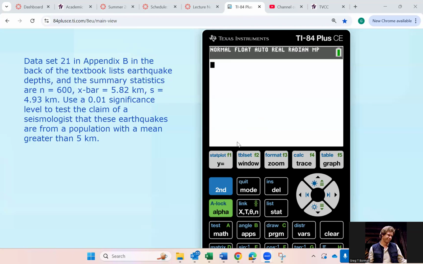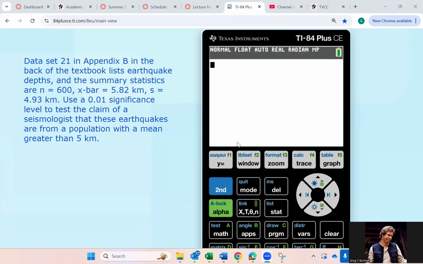Data set 21 in Appendix B in the back of the textbook lists earthquake depths, and the summary statistics are for a sample of 600 earthquakes. X bar, I just wrote X bar because I'm in a hurry and I didn't know how to do X with a bar over it in Zoom. So sample mean is 5.82 kilometers in depth, and sample standard deviation is 4.93 kilometers. So a fair amount of variation there. I mean, the standard deviation is almost as big as the mean.